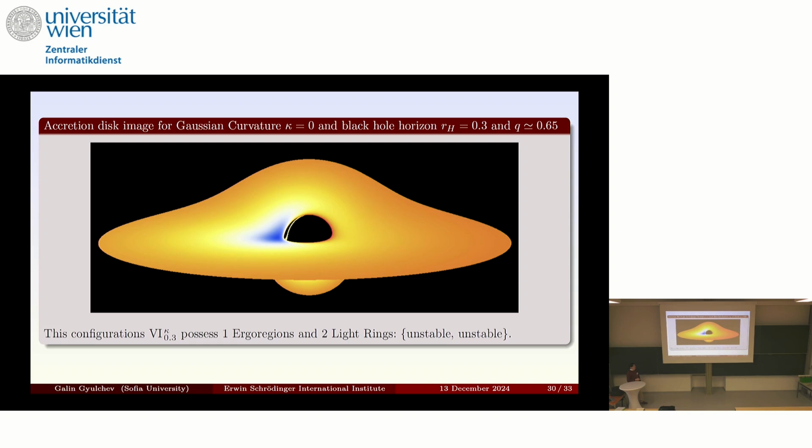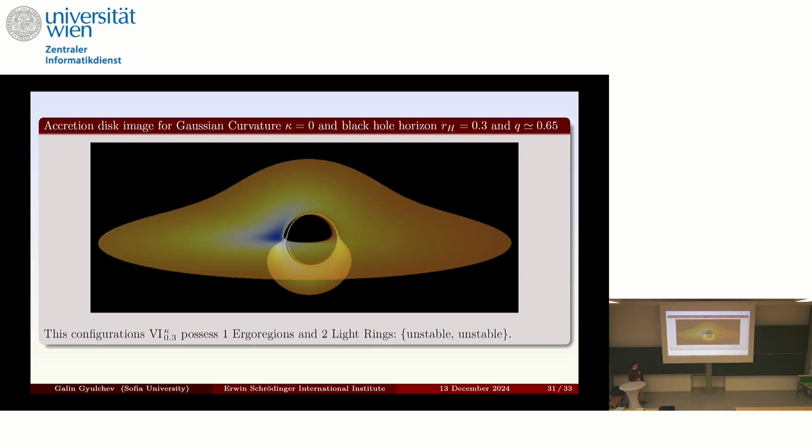And finally, for a relatively low value of the normalized charge, we see this disk where the emission is more widely distributed. The maximum value is not so high, so it resembles the Kerr emission of the disk, and the shadow is really more oval.